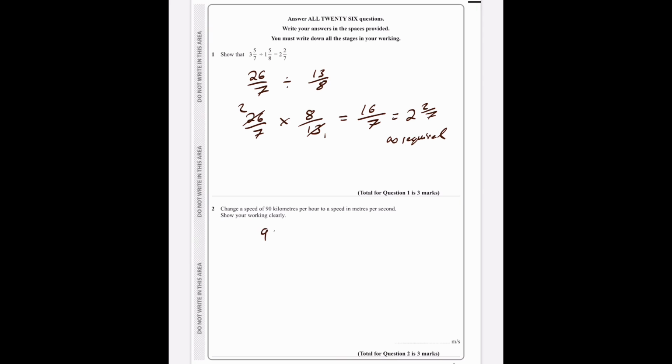Make sure you get all the marks for question 2. 90 kilometers per hour times by 1,000 to turn that into meters per hour, and then divide by 3,600 to work out the number of meters per second. That's equal to 90 times 1,000 over 60 times 60, which comes out as 25.